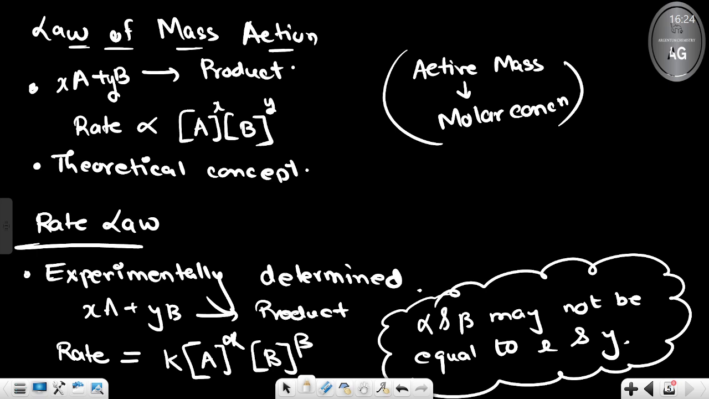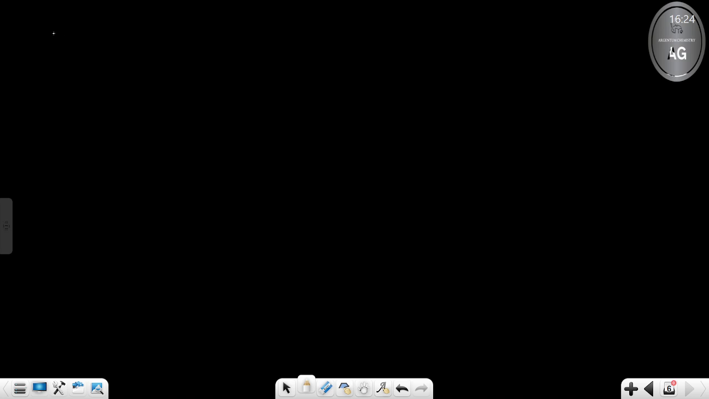Now you will ask me what is this k? I wrote something which is called k. Then what exactly is this k? So I am removing this k for now and writing the proportionality sign. Rate is proportional to A to the power alpha and B to the power beta. Now I am writing the equation, rate equal to, with the proportionality sign removed: A to the power alpha and B to the power beta.